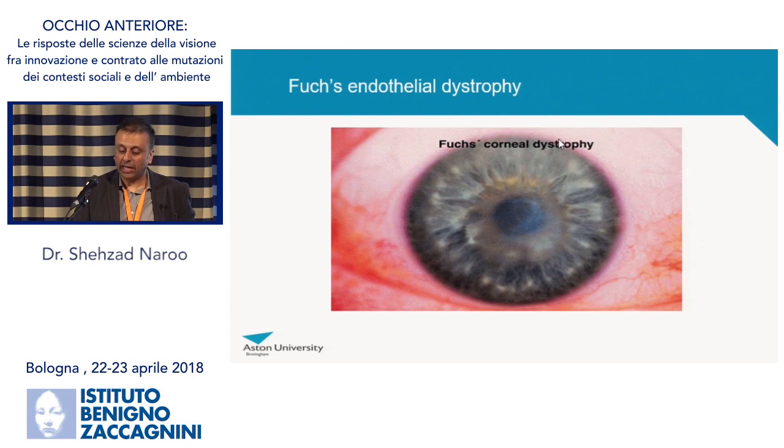So with this Fuchs endothelial dystrophy, you will see this granular sort of pattern, this misty pattern in the endothelium. And if it's affecting the vision, then you may need to have a partial thickness corneal transplant in this patient.